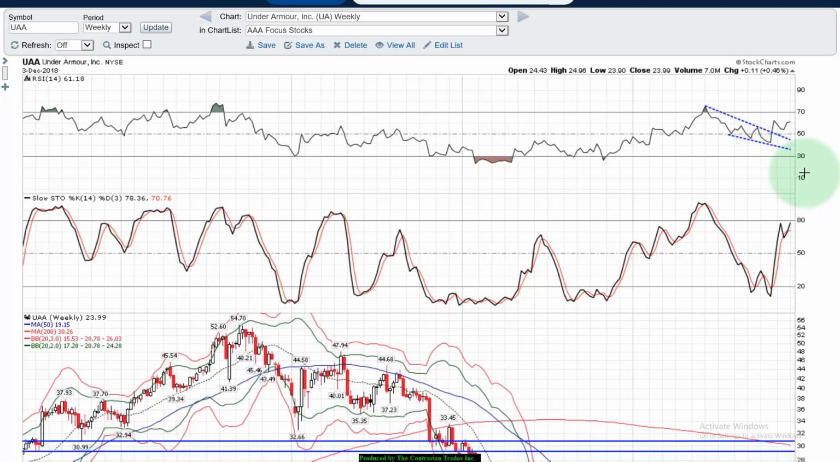Okay, folks, now let's segue into our gold members stock chart request. This is where we review the symbols that our gold members submit for me to review, as well as a couple of watch stocks. Let's kick things off with UAA, Under Armour. They must have changed their symbol. It used to be UA.